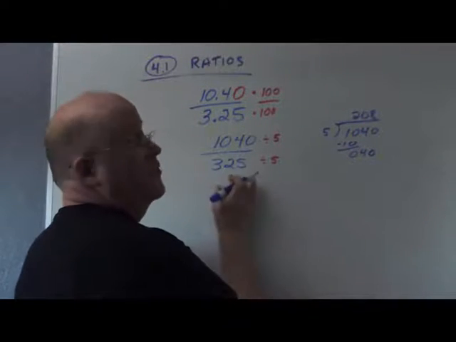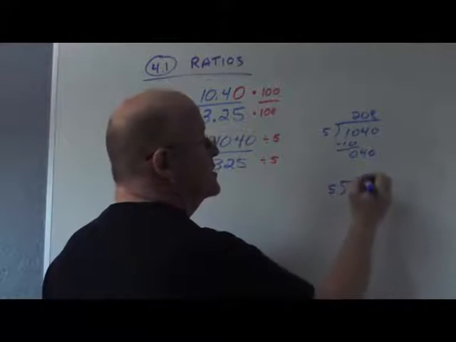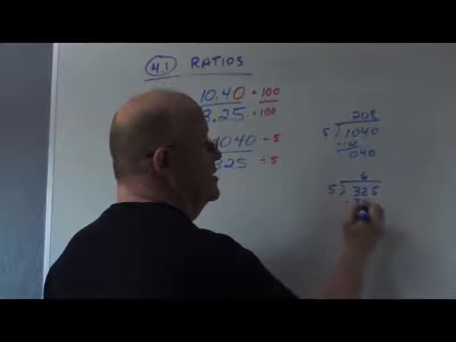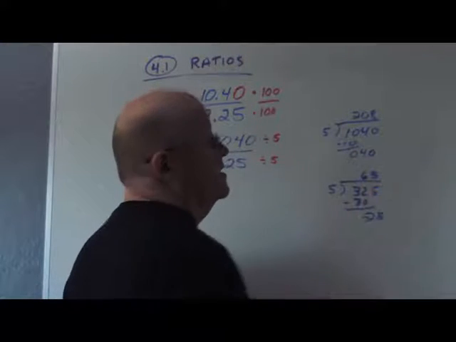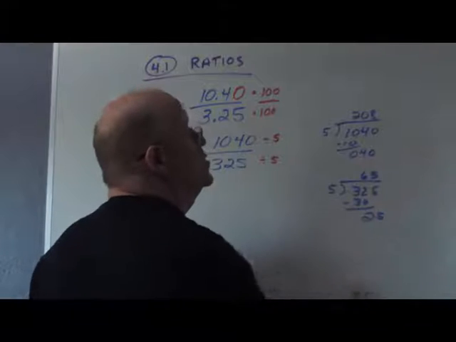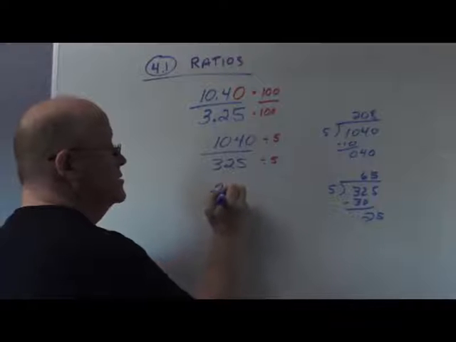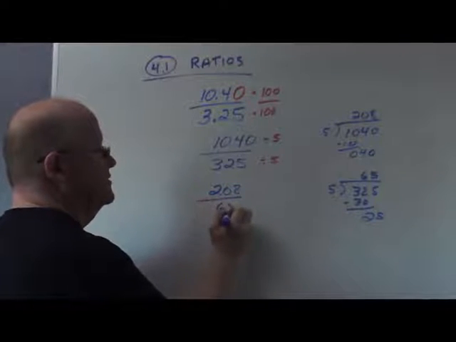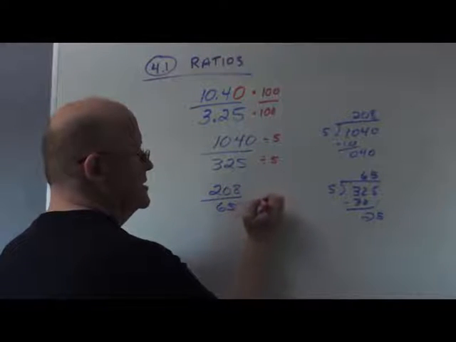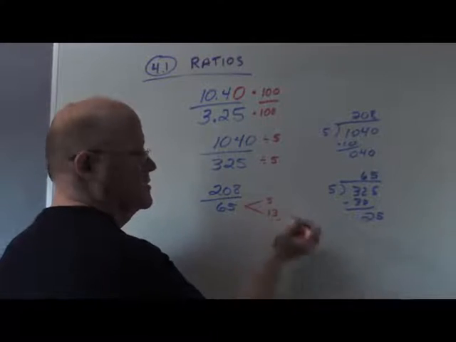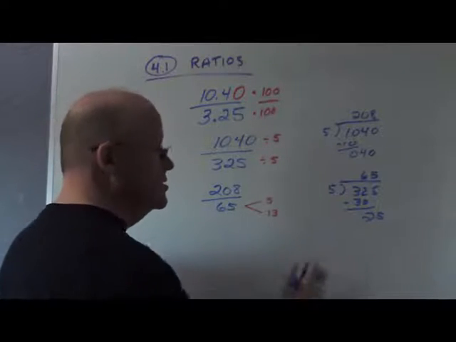Now let's do the same thing with 325 divided by 5. 5 goes into 32 6 times, making 30. We subtract and get 2, bring down the 5, and 5 goes into 25 5 times. So now we can see with these quotients here that 1040 over 325 reduces to 208 over 65. Then we have to see whether we can reduce this further. I happen to know that 65 is 5 times 13, and 5 does not go into the numerator, but perhaps 13 does. So let's check.